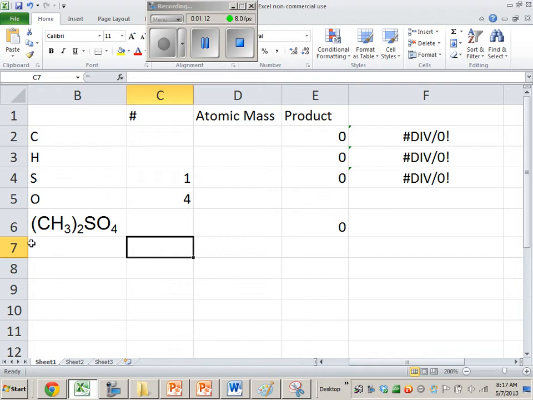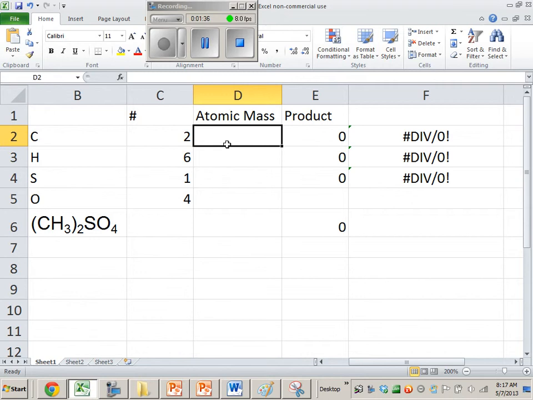How many different CH3 groups are there total in this formula? There are 2. So each of these CH3s, there are 2 of them. That's what the parentheses mean. That's what that 2 is referring to. It's everything in parentheses. So since there's 1 carbon inside this methyl group, and there are 2 of them, how many carbons are there? Excellent. 2. And then how many hydrogens? 6, right. 2 times 3 is 6.